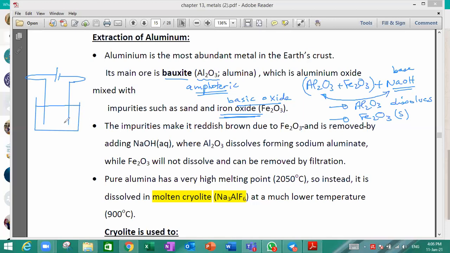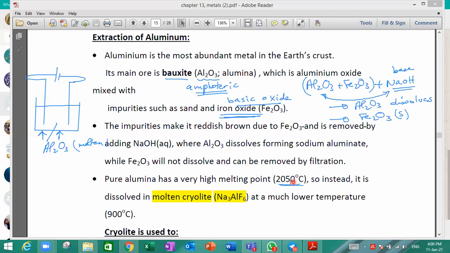If we have here a salt like aluminium oxide, it should be in the form of a molten salt, liquid, and in that case we have to heat it in order to melt the aluminium oxide, forming the liquid aluminium oxide. And this melting of aluminium oxide needs a very, very high temperature, which is 2050 degrees Celsius. So in order to melt aluminium oxide, we need a lot of energy, and this is very expensive. The more the energy we need, the more expensive it is.